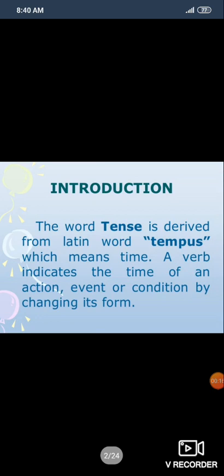First of all, what is the meaning of tense and how did the word tense come into the English language? The word tense is derived from the Latin word tempus, which means time. A verb indicates the time of an action, event, or condition by changing its form. It means the word tense means time, and it indicates different actions, events, or conditions only by changing its form. So that is the definition or the meaning of tense.